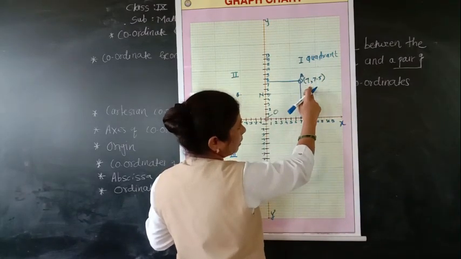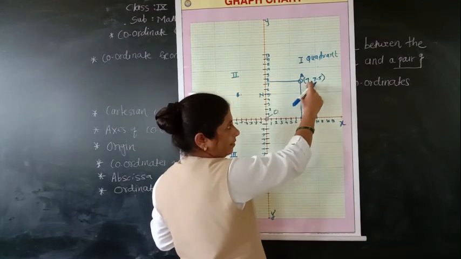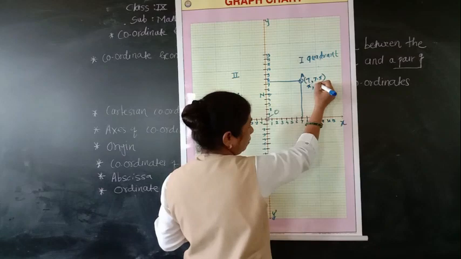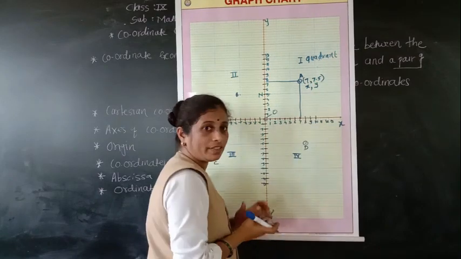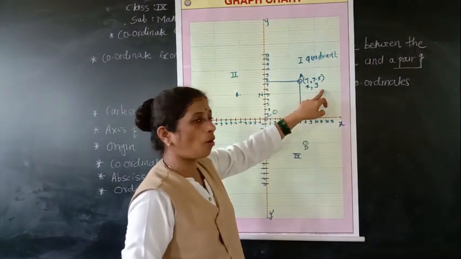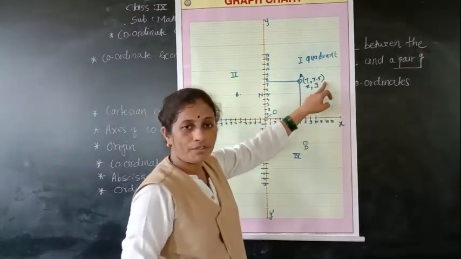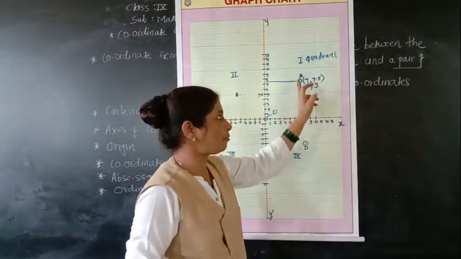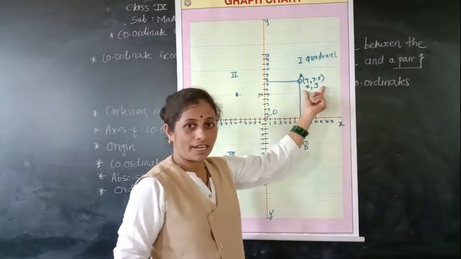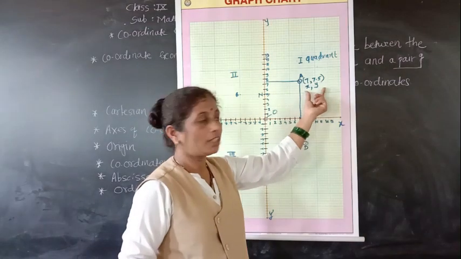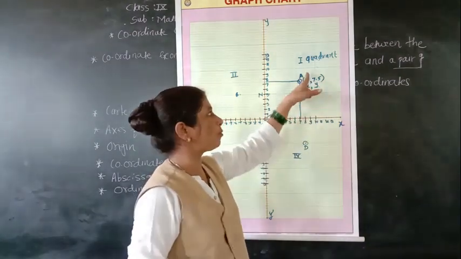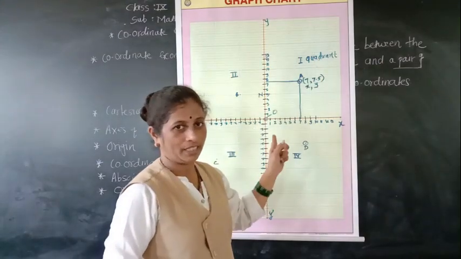So what are the coordinates of point A? 7, 7.5. So 7 is of the x axis and 7.5 is of the y axis. Again, the abscissa is 7 and the ordinate is 7.5, and together these x and y values form an ordered pair of numbers. This is called the coordinates of point A in the plane, right?